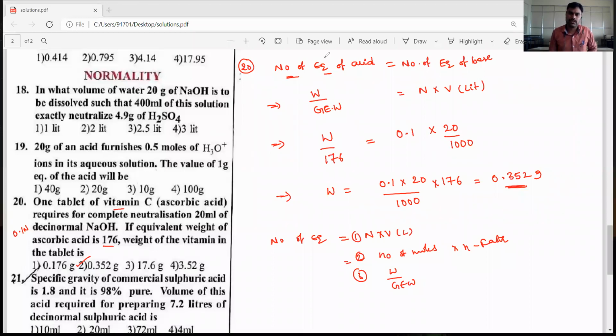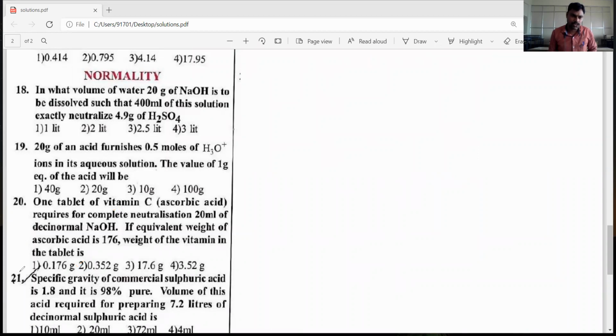Okay, let's go for the 21st question, dear students. The 21st question is: the specific gravity of a commercial sulfuric acid, the density they gave, is 1.8, and its weight by weight percentage is 98%. The volume of this solution required for preparing 7.2 liters of decinormal solution is asked. Again, they are preparing it from that original solution.